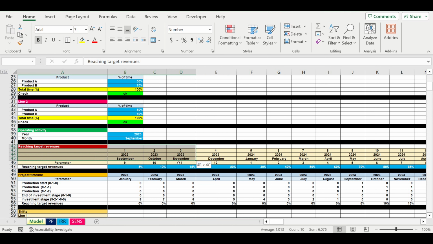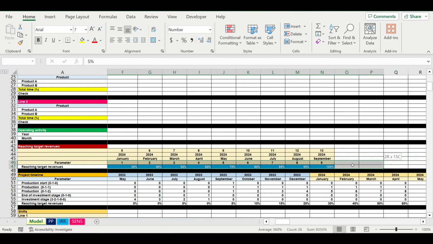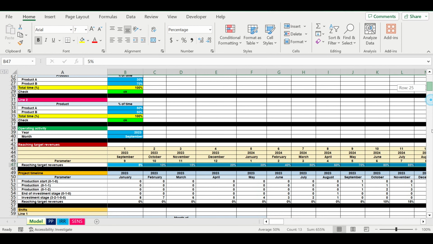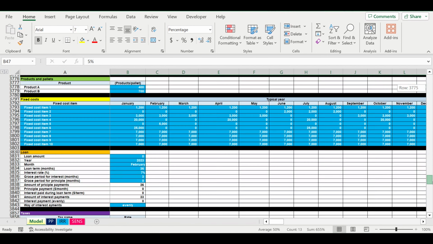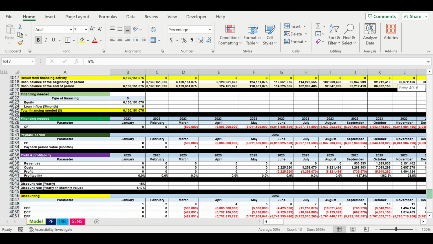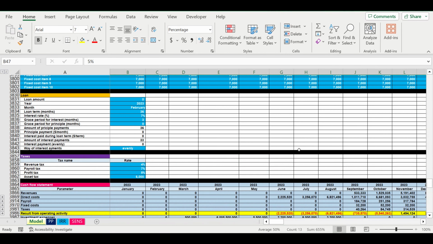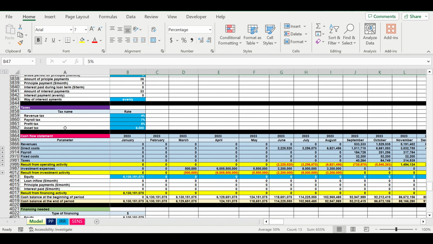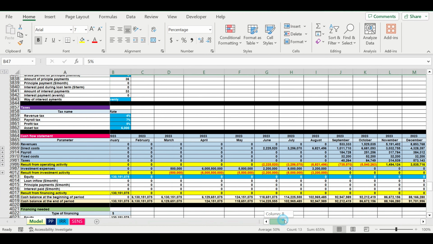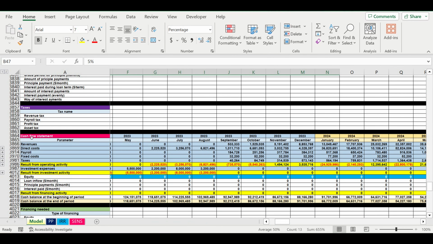Then we create one of the most important blocks of inputs from my point of view. Here, in percentage format, we set up the speed with which we achieve our target revenues. Why is it so important? Because when you open your business, you won't be able to reach your target revenues right from the first month of operating activity. Just look at the cash flow statement, for example.